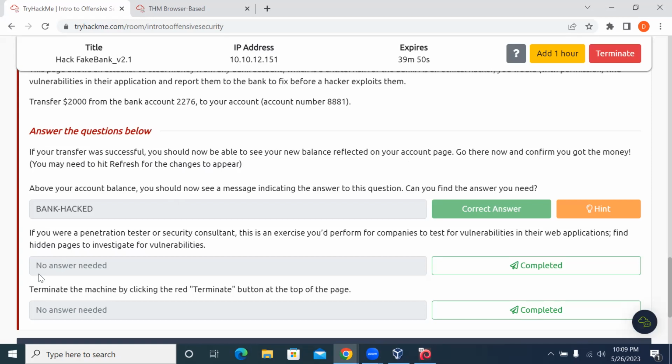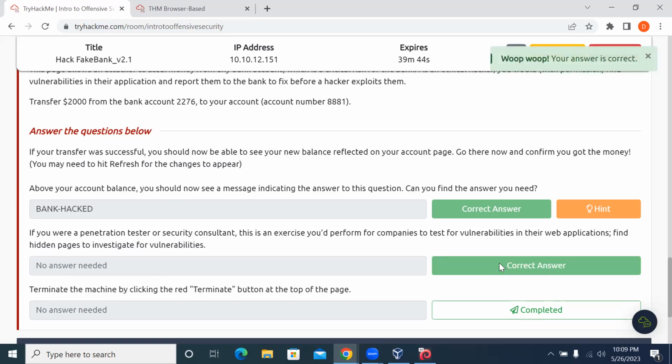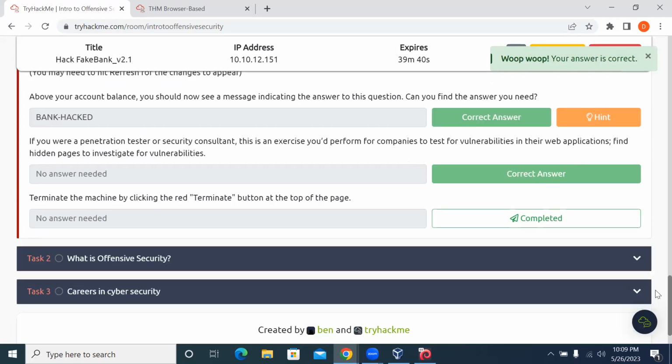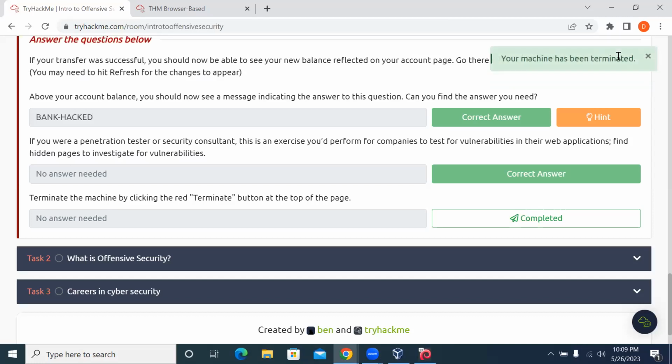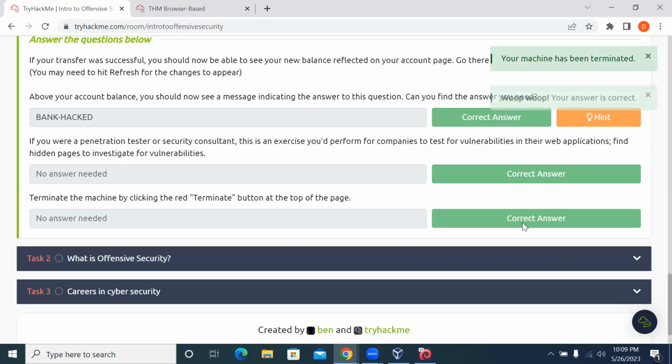So like this one now, you see they say no answer needed. That's to say there's no question for you to answer here. So you just go ahead and hit completed, right? And if you look at the third one also, they say terminate the machine by clicking the red terminate button at the top of the page, which is this. So we can go ahead and terminate the machine, right? When you do that, you come and click completed, right? So that is how the process is.